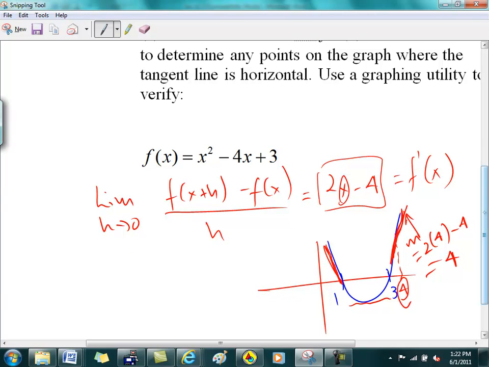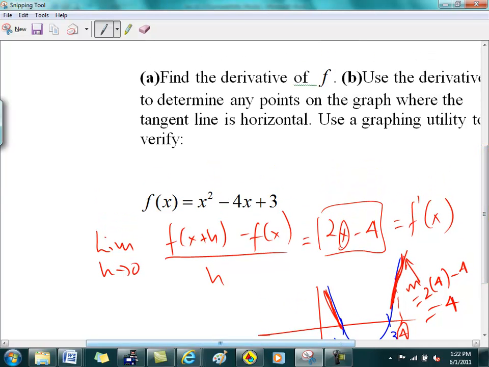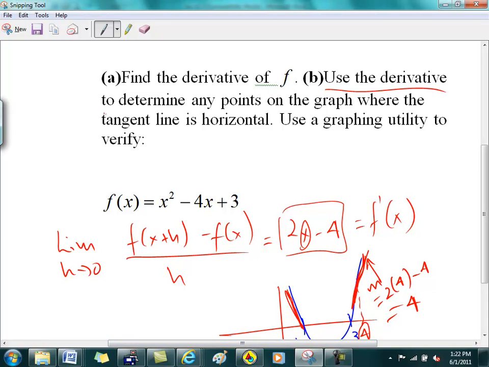Now look at the second part of the question. Okay? Use the derivative to determine any points of the graph where the tangent line is horizontal.